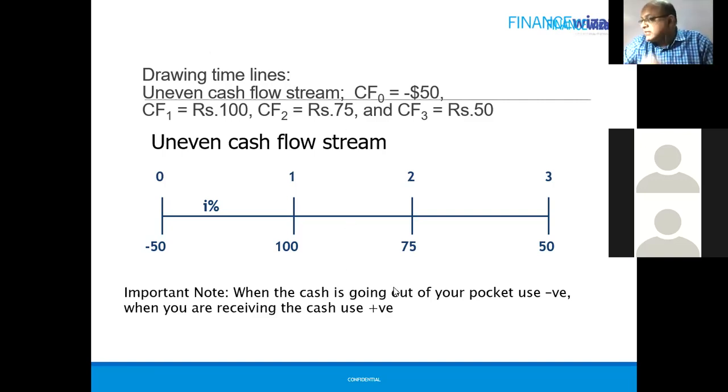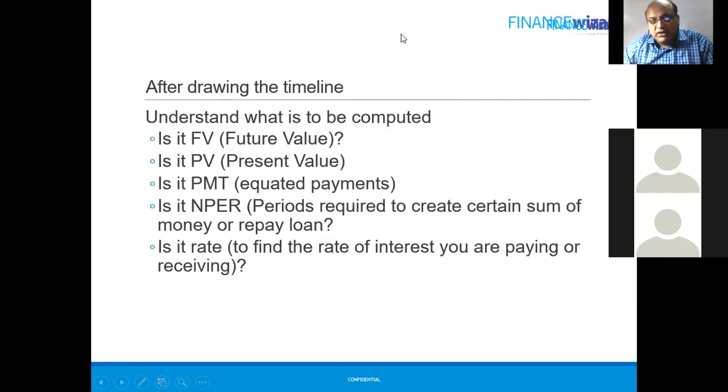This is the most common mistake people make when they start with Excel, with the negative sign. So after drawing the timeline, we have to decide what is to be calculated. Is it future value? Is it present value? Is it PMT? PMT is equated payments. Is it NPER, number of periods required to create a certain sum of money or repay a loan, or is it rate?